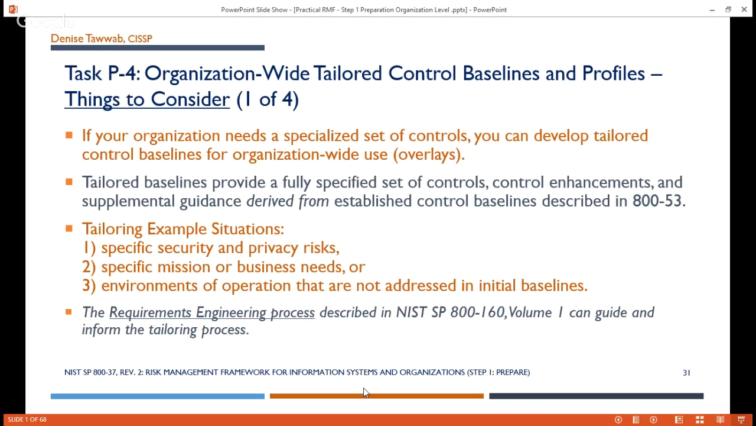Tailored baselines provide a fully specified set of controls, control enhancements, and supplemental guidance derived from established control baselines described in 800-53. When you're tailoring, what you do is you take out controls that you don't need and you add in controls that your organization needs to customize the security controls for your organization. Some tailoring example situations would be when you have specific security and privacy risk, you have specific business needs, or you've got an environment of operation that's not addressed in the initial baseline.